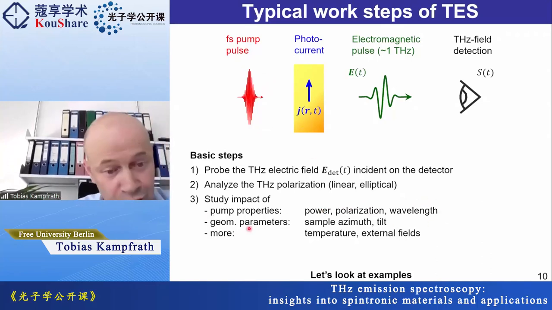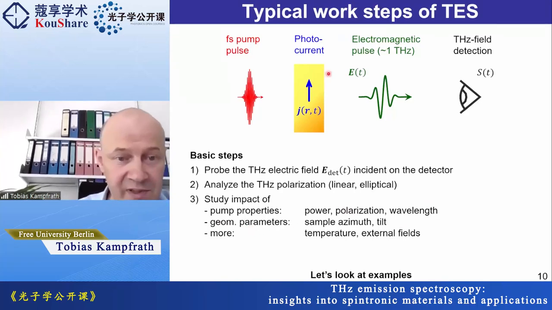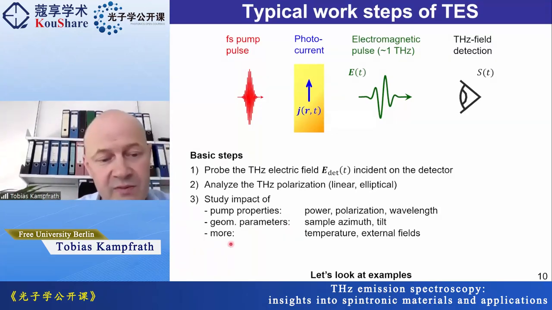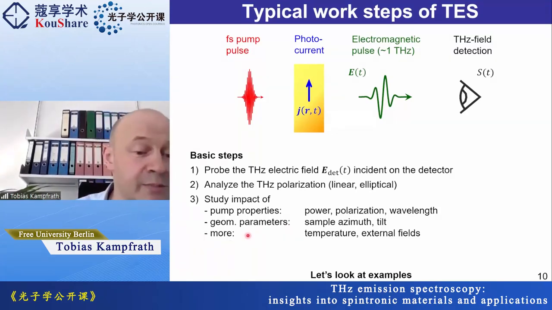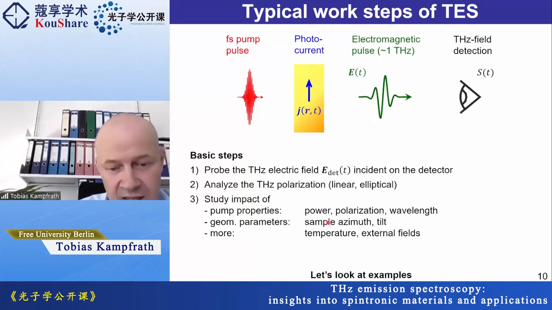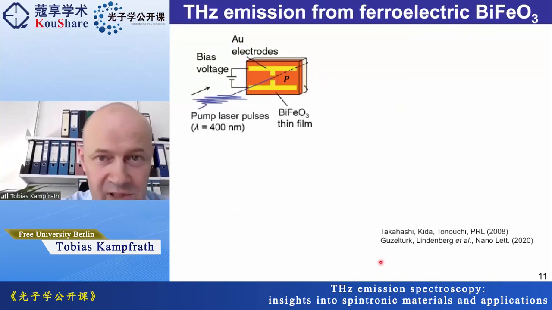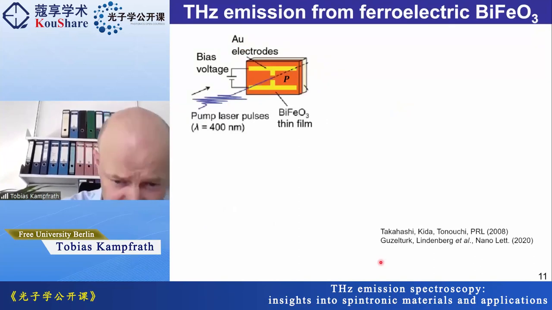Then we can also look into geometrical parameters, for example, the sample azimuth or the tilt of the sample. And if we have more parameters available that we can vary experimentally, of course, we will do this. And this can, for example, be the temperature of the sample or external fields like a magnetic field or an electric field. But let's now look at examples from the literature, how people do terahertz emission spectroscopy.